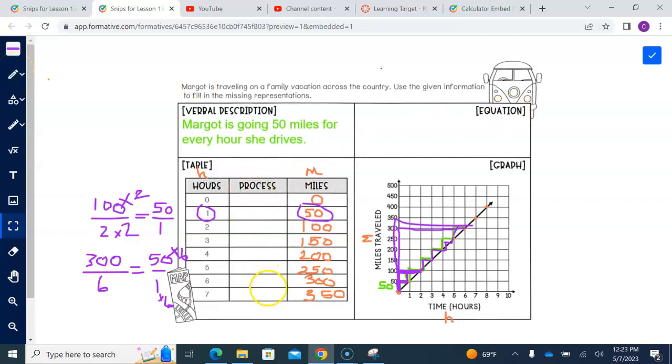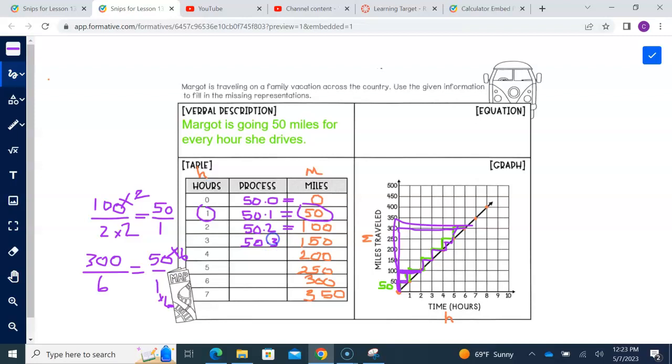Okay, the next thing we're going to do is fill out our table with the process we're using. So we know that if she drives 50 miles per hour, we have the 50 as our multiplier. That's our unit rate. And we're going to multiply that by 0, and we get 0 over here. If she drives for 1 hour, we know it's 50 times 1. She gets 50 miles. If she drives for 2 hours, according to the graph, she got 100 miles. Well, that's 50 miles times 2. And then we just simply continue the pattern.